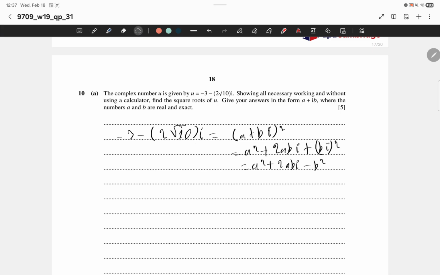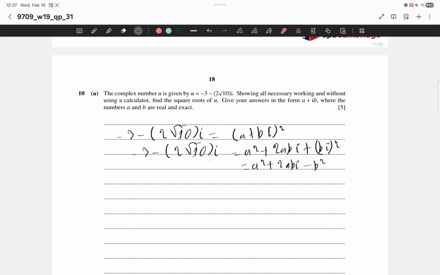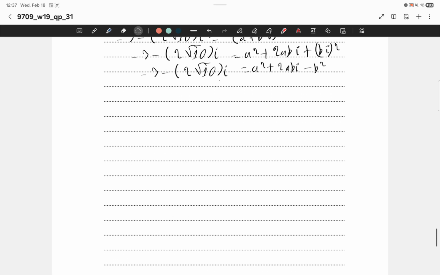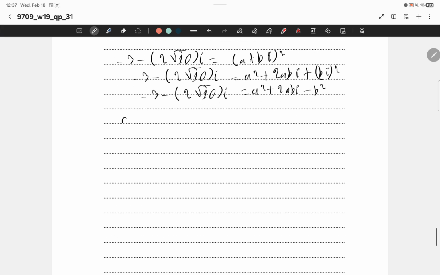Yeah, I know it's not aligned with the line. Anyways, so a square minus b square is negative 3, and 2ab is actually negative 2 root 10.